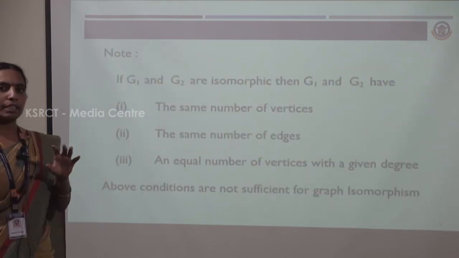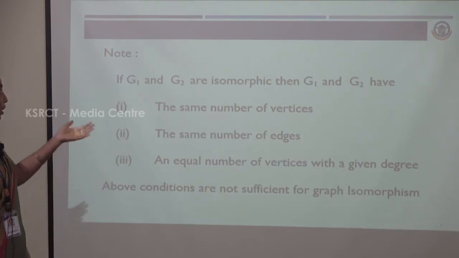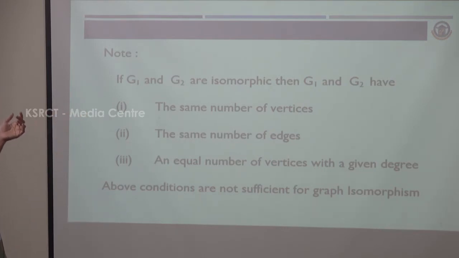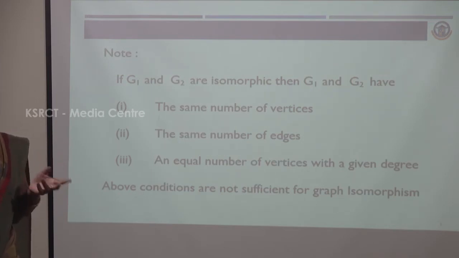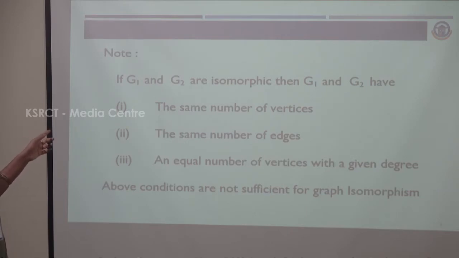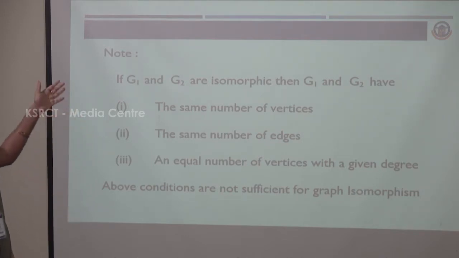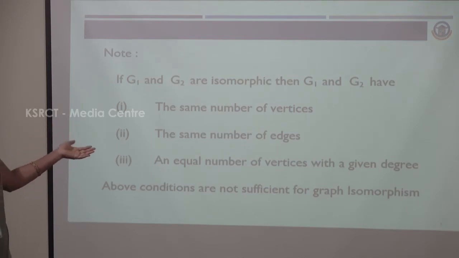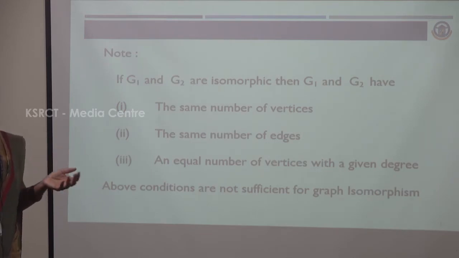Next, let us know some conditions for isomorphism. How to find out the isomorphism by using those conditions? First condition: if G1 and G2 are isomorphic, then G1 and G2 have the same number of vertices. Both graphs should contain the same number of vertices. The second condition is the same number of edges. And another one, an equal number of vertices with a given degree. Those three conditions above are not sufficient for graph isomorphism. These are some of the conditions.